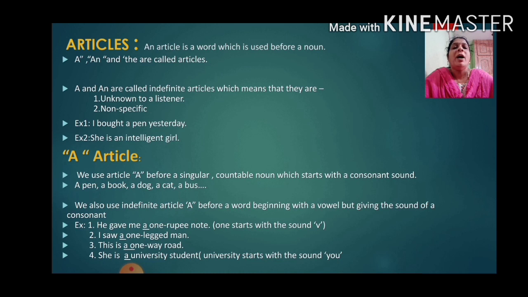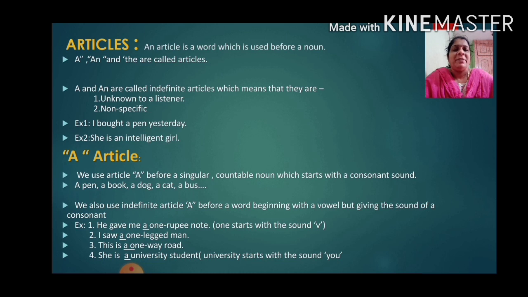He gave me a 1 rupee note. Here, a 1 rupee note. Though O is a vowel, it gives the sound of V. That's why we use the indefinite article A here. So, he gave me a 1 rupee note. One more thing I would like to clarify here. When you talk about A in a sentence, he gave me a 1 rupee note, the pronunciation is a, not A. When you talk about A in a sentence, the pronunciation is a. He gave me a 1 rupee note.